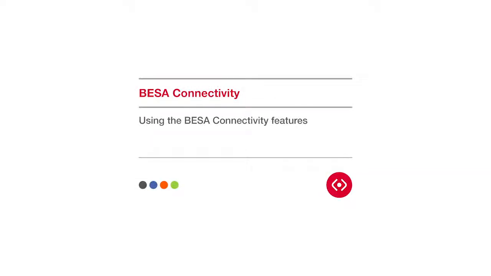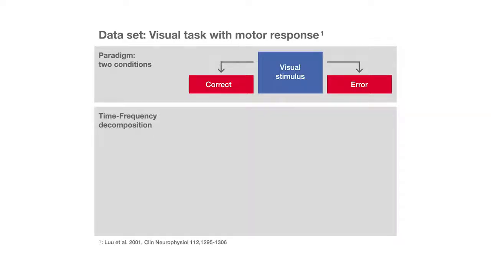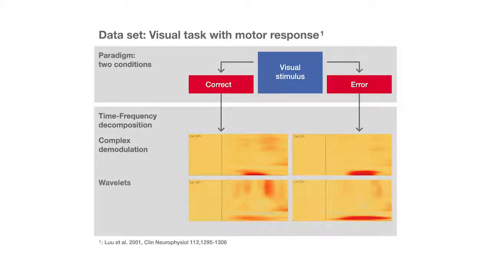In this video, we will explore some of the features of BESA's connectivity workflow in more detail, and how they can be used to find information treasures that are hidden in the data. We have a data set with two conditions, based on correct and erroneous answers to a visual task. I have computed time frequency using two methods, complex demodulation and Morlet wavelets.